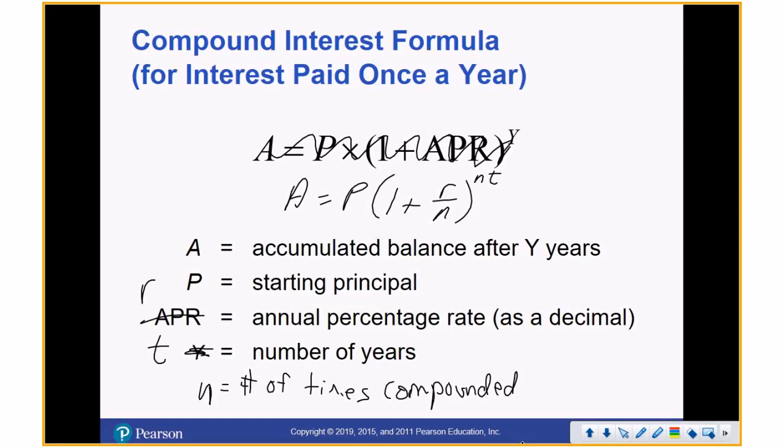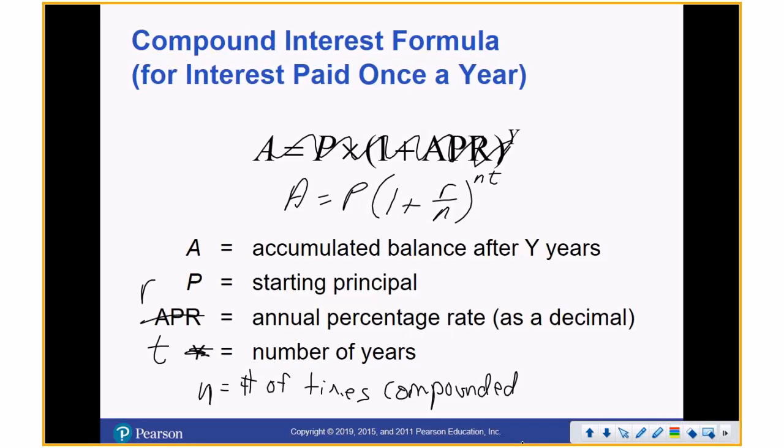So if it's done 4 times a year, that's quarterly. If it's done 12 times a year, that's monthly. If it's done 365 times a year, that's daily. If it's done semi-annually, that's 2 times a year, so N would be 2. Okay, and we'll see that as we do more and more questions.